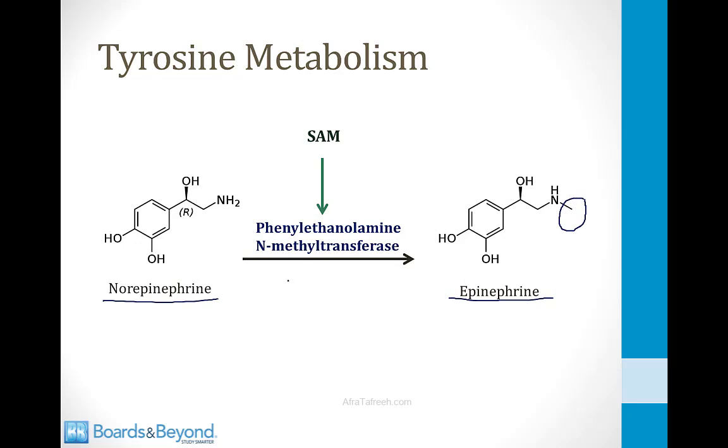The enzyme that catalyzes this step is called phenylethanolamine N-methyltransferase, which is a mouthful to say, and it requires a very important cofactor called S-adenosylmethionine, or SAM, and that's what we're going to talk about in the next few slides.